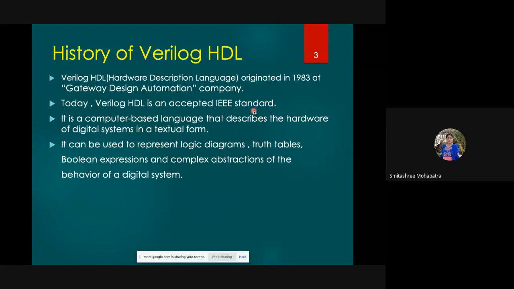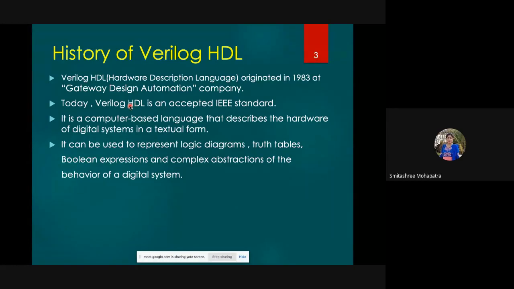If you get recognized by IEEE, then it is worldwide accepted. So worldwide people will follow the same syntax and the same things, right? This is called Verilog HDL, and in the year 1995 it became an IEEE standard. So even now, people worldwide use the same syntax.